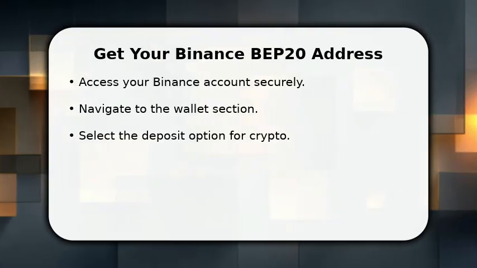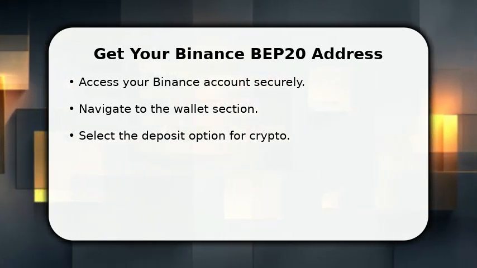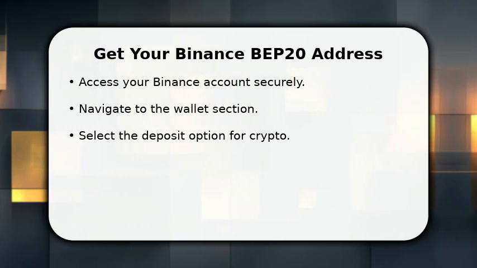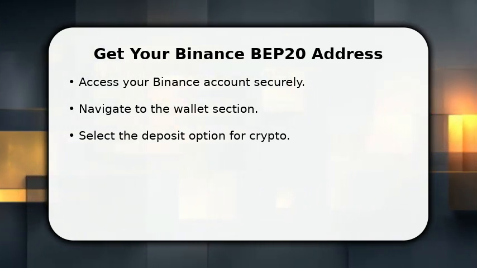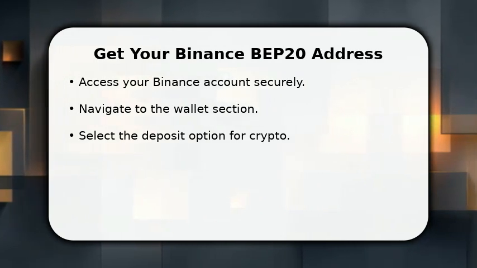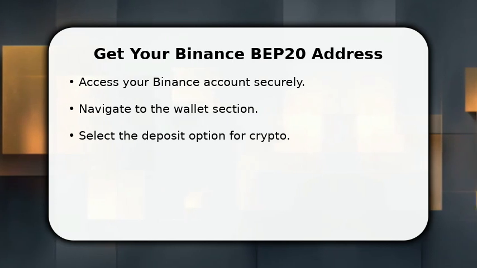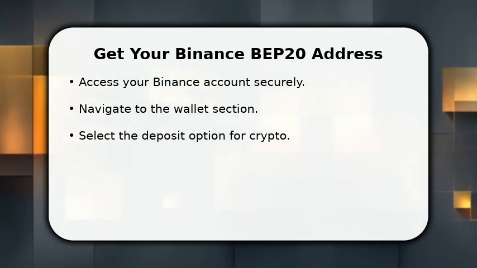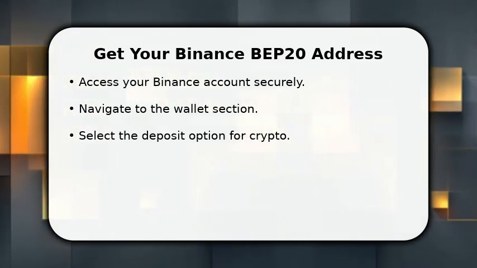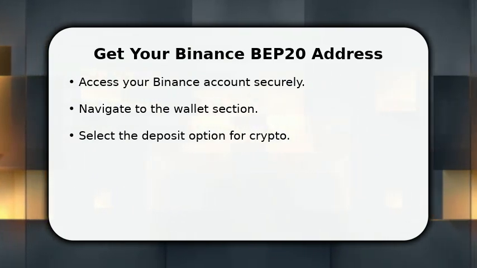In this video, I will explain how to get your Binance BEP20 address. First, log into your Binance account using your credentials. Once logged in, locate the Wallet or Funds section, usually found in the top navigation bar. From there, you will need to choose the Deposit option to begin the process of finding your specific BEP20 address.